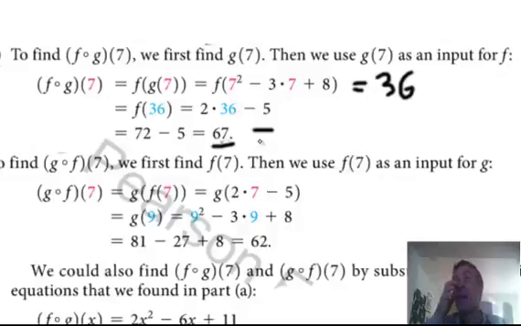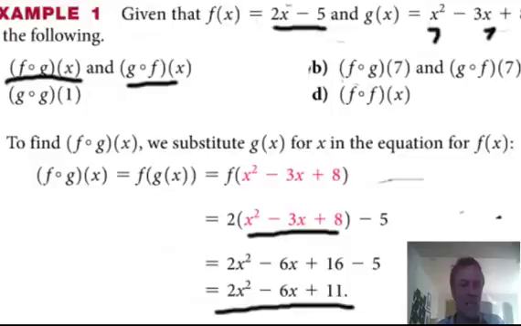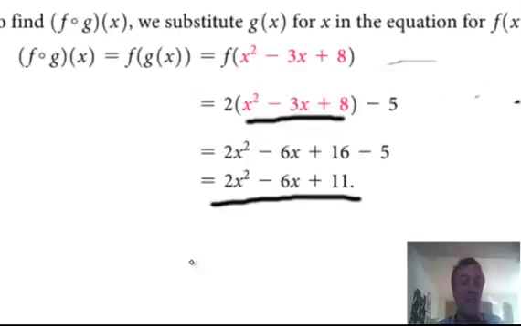Right. Now, what I actually usually do is take the fog equation and put 7 straight into it. You've already found out what fog is anyway, haven't you? Put 7 straight into this. So 7 squared is 49. 2 times 49 is 98.